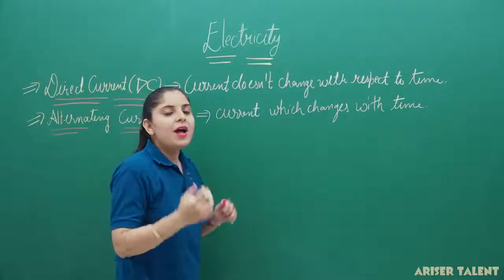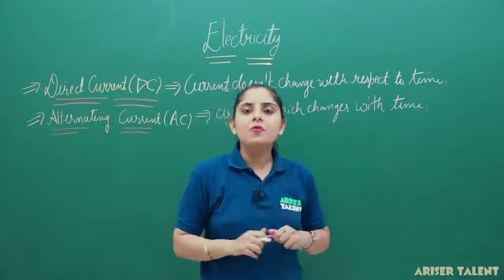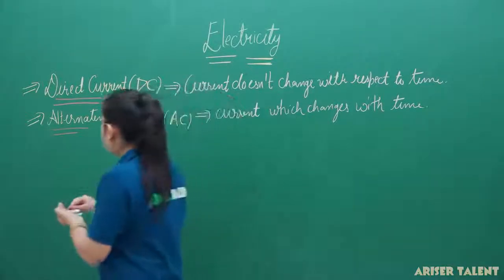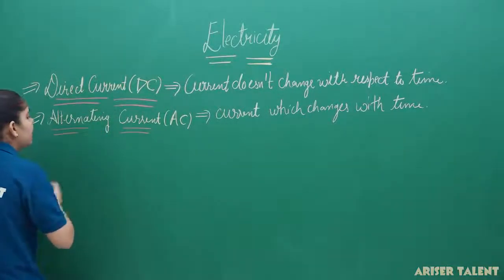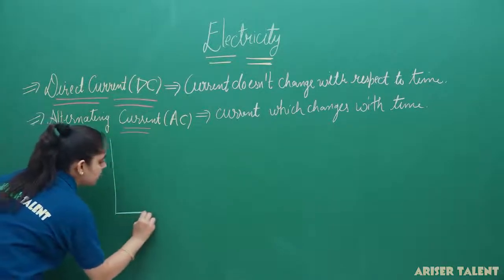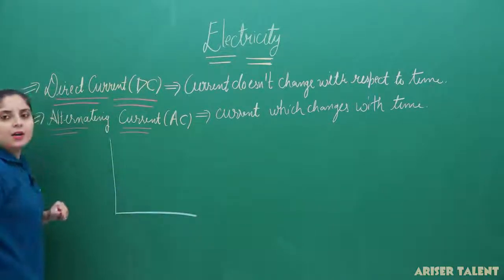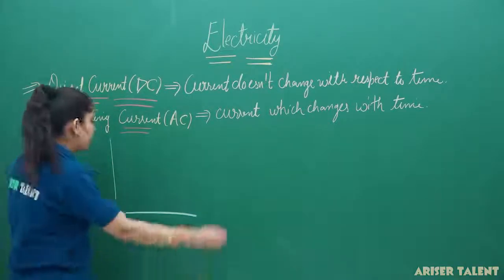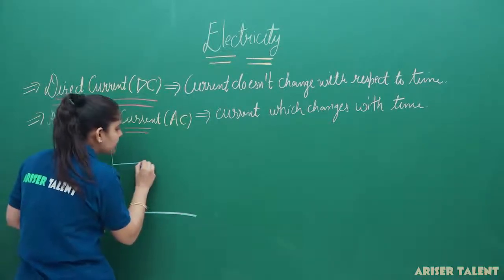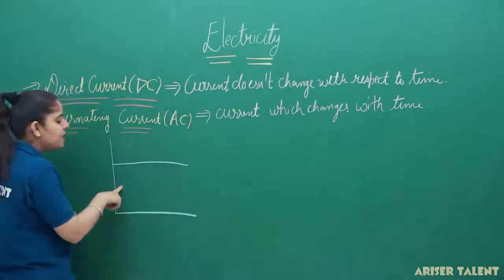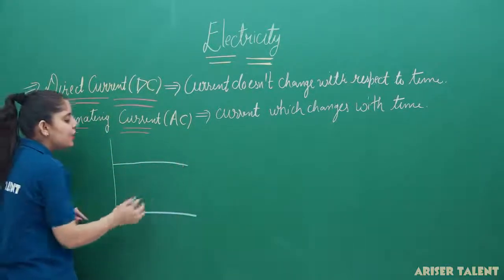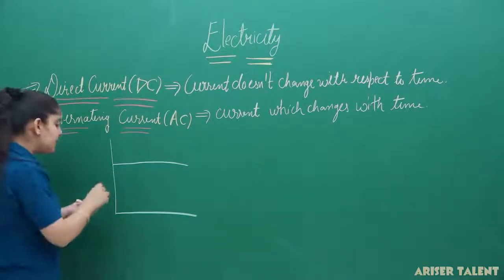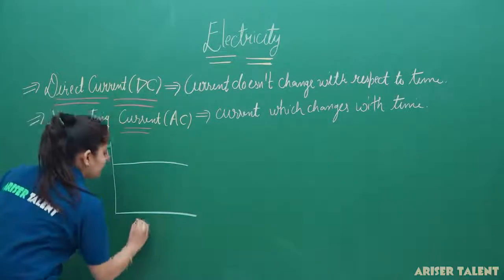So now, if I am going to plot a curve for direct current or alternating current, what can I get here? For the direct current, if we are plotting a curve between the current and voltage, it comes out to be a straight line. It means you are getting a constant value for the different values of the current and voltage here. So this is the curve for direct current.